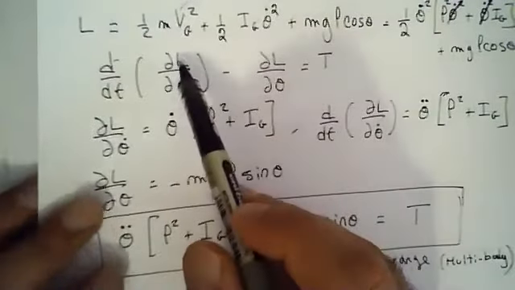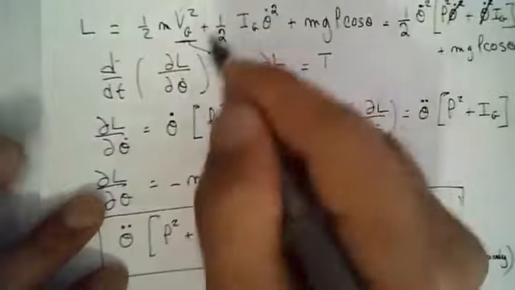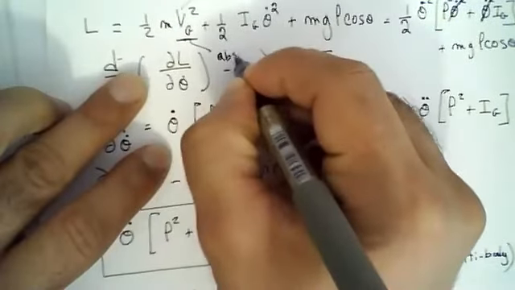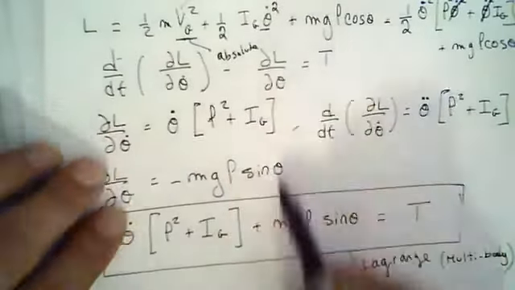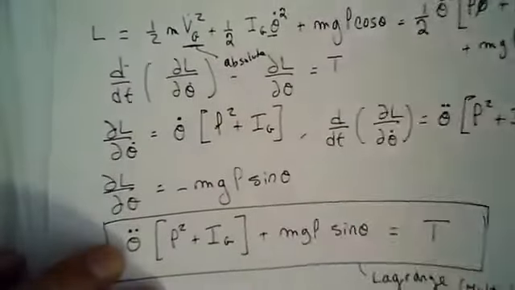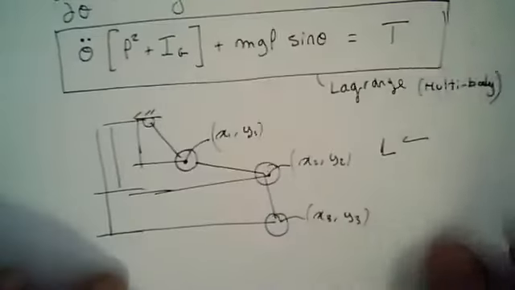As long as, when you are calculating your L, your kinetic energy has to be absolute, right? Same thing for rotation energies, right? Theta prime has to be absolute when you are finding your Lagrange.